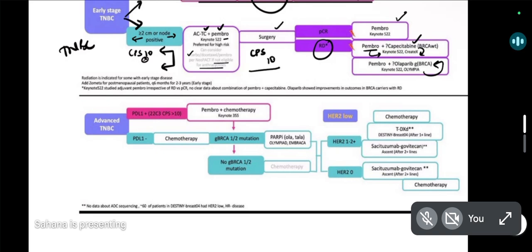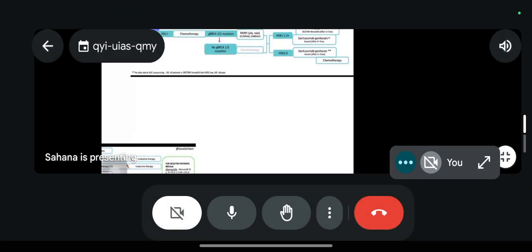So in early, what you'll have to remember is size cutoff is 2 centimeter, node positive or node negative. Then in more than 2 centimeter, node positive early stage, there is role for chemo immuno, told by keynote 522. Then you will see biomarker CPS, whether it is 10. In advanced, they have mentioned CPS more than 10, but in early they have not. So we have to check this 522.